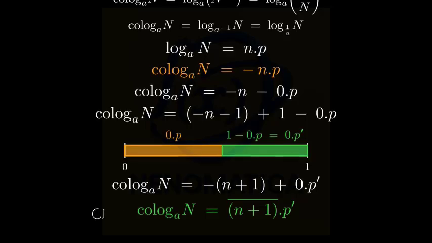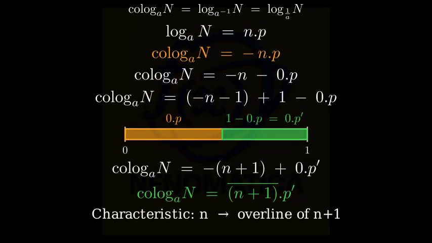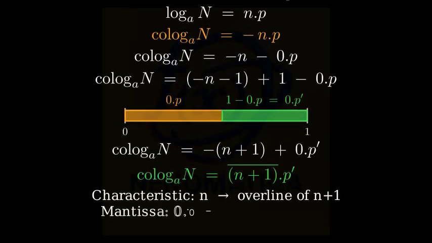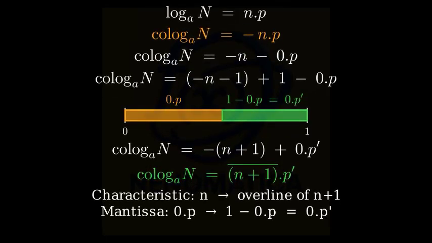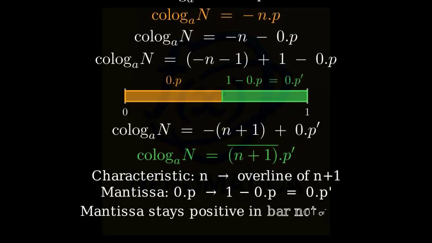Rule summary: add 1 to the characteristic and make it barred. Replace the mantissa p by 1 minus p. This guarantees a positive mantissa in the bar notation. Let's practice with quick examples.